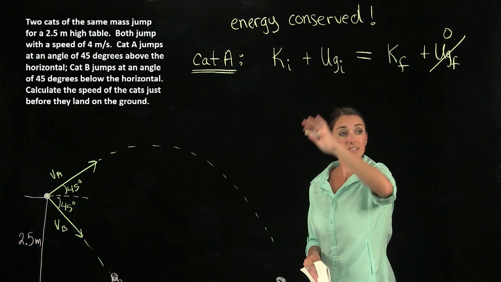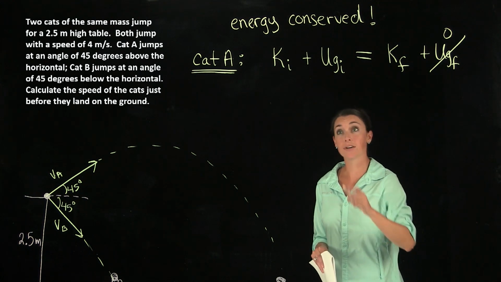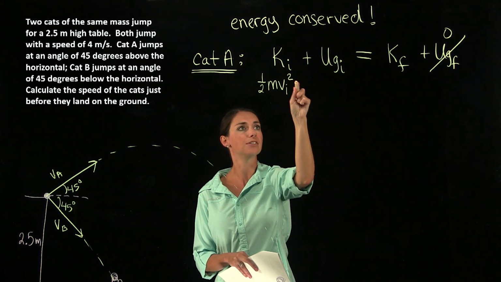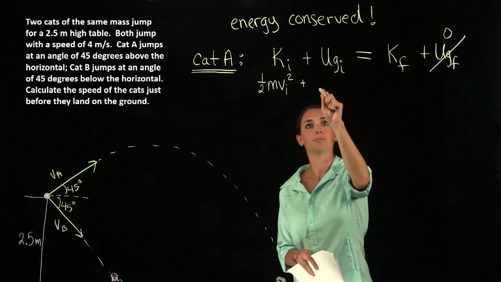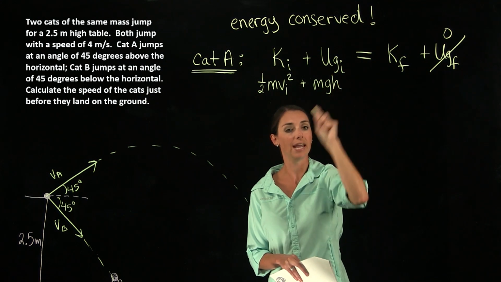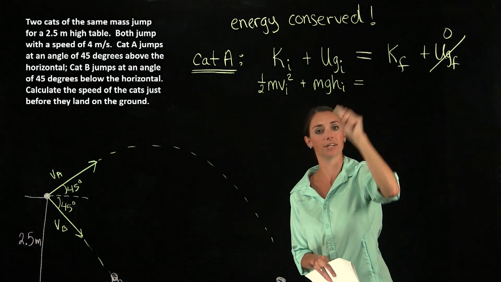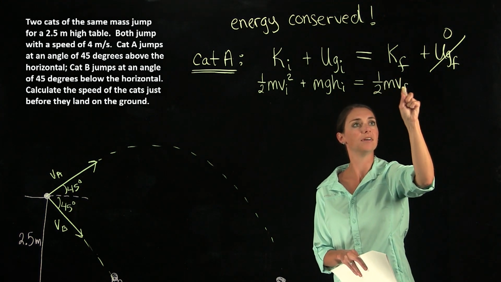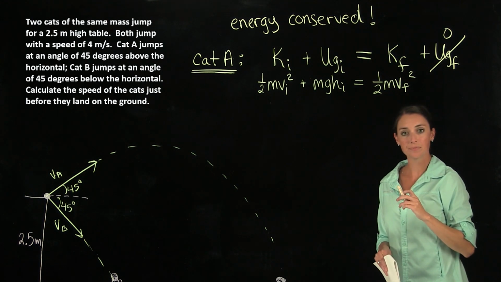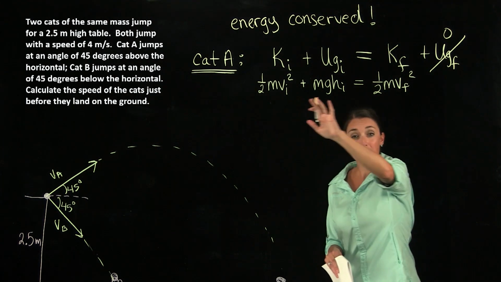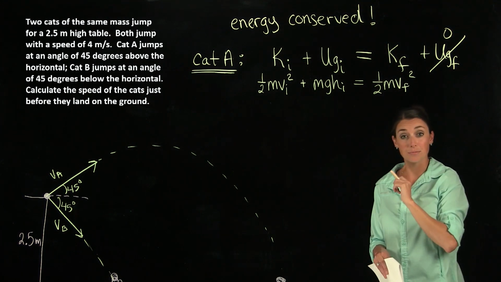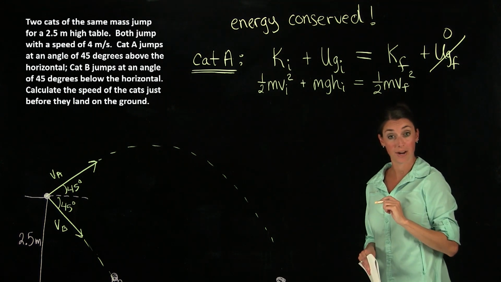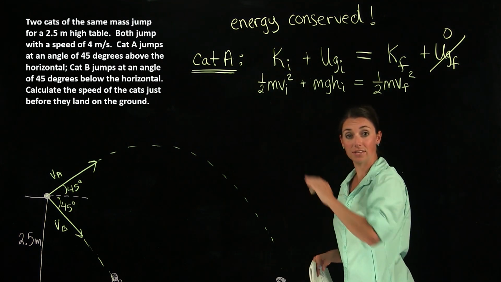Now I can start using this in more detail. I know kinetic energy is just 1/2 m vi squared. Gravitational potential energy is just mgh, and I'll put hi here for the initial height. And kinetic energy at the end is 1/2 m vf squared. This is where I can start plugging in numbers and looking for certain values. And I noticed that the mass is present everywhere, in each piece of this algebraic equation.